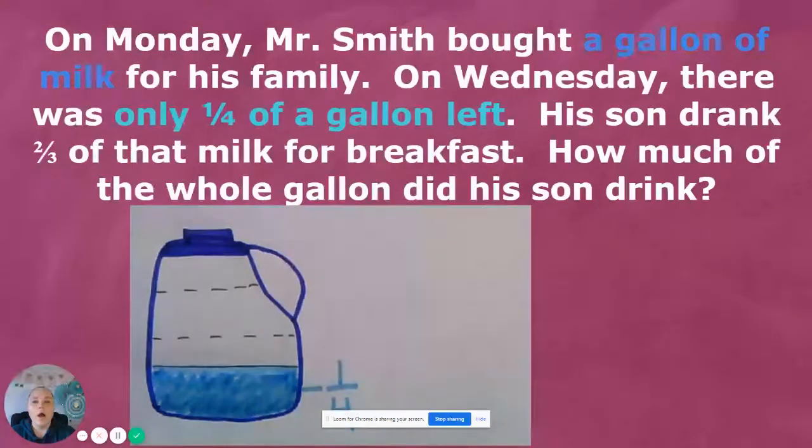Now, on Wednesday, there was only 1/4 of the gallon left. So I divided my carton of milk into 4 pieces to represent the 4 in the denominator. And then I colored in one of those fourths in blue to represent the amount of milk that was left.